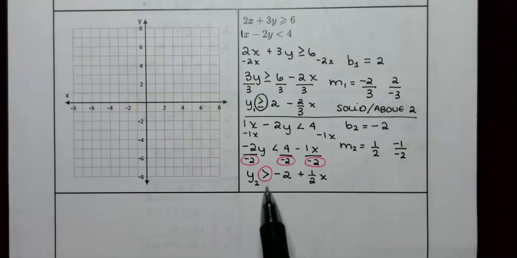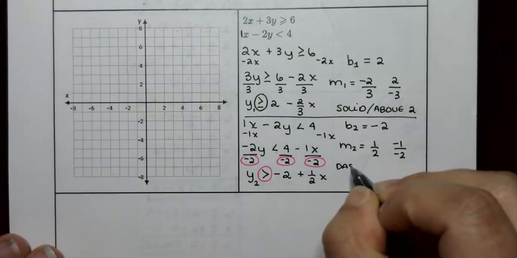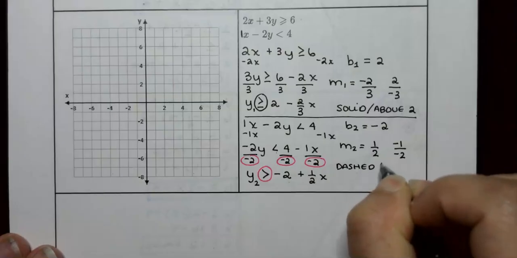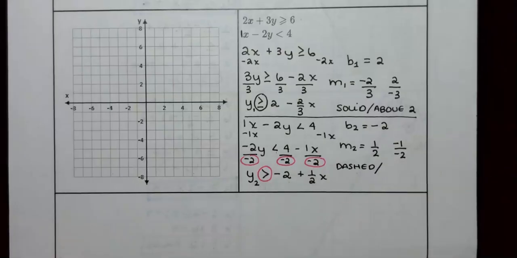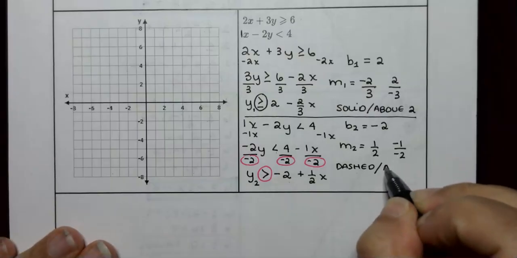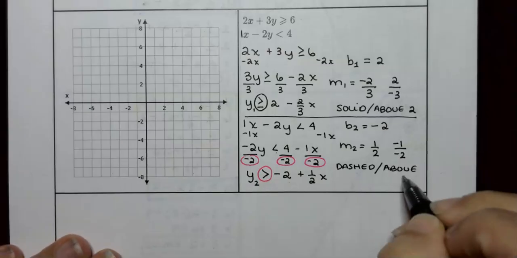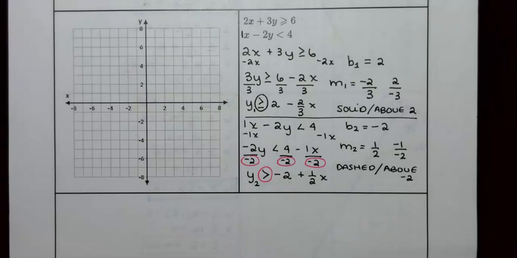And then from here we can see that our new inequality symbol is going to be a dashed line because it doesn't have the equal to underneath it. So dashed, not solid. And because it is greater than, we're going to say above. And we're going to shade above the negative 2, which is our y-intercept. All right, so now that we have everything right here, let's go ahead and graph it out.